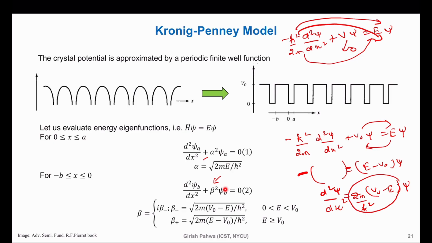Okay, and the other case can be when E is greater than V naught, so that will give me beta plus, and there will be simply a plus sign here, under root of 2m into E minus V naught by h bar square. Both the cases are possible. In one case I am saying energy is somewhere here, in the other case I am saying energy is somewhere here.